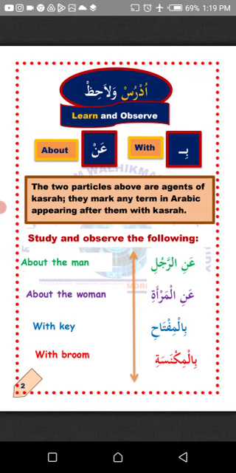Then we talk about the second example, bi. The second particle, bi, which means with, bil miftahi. Bil miftahi, with key. One cannot say bil miftahu or bil miftaha, rather bil miftahi, with key, as in fatahtul baba, I opened the door. La'alaka fahimt? I hope you understand.